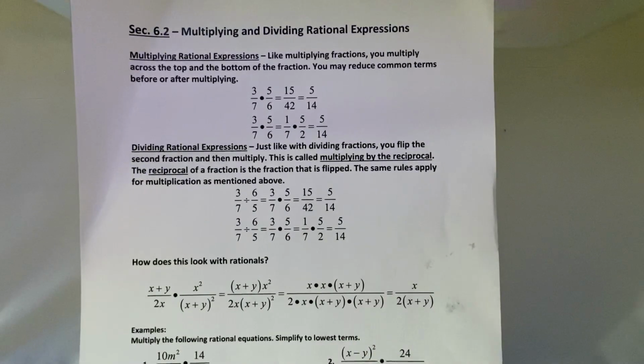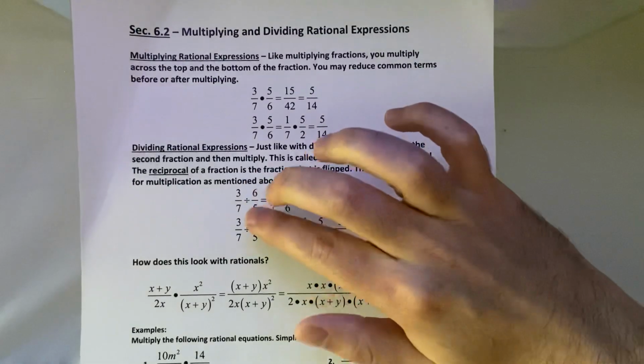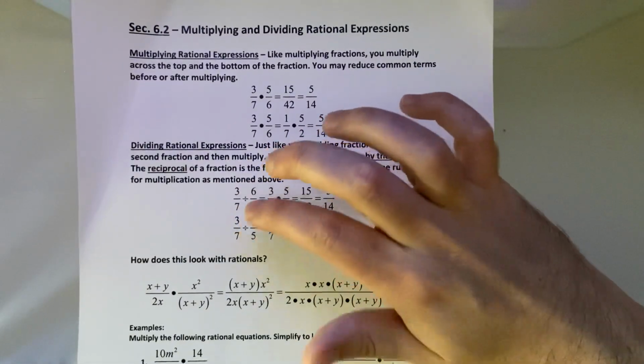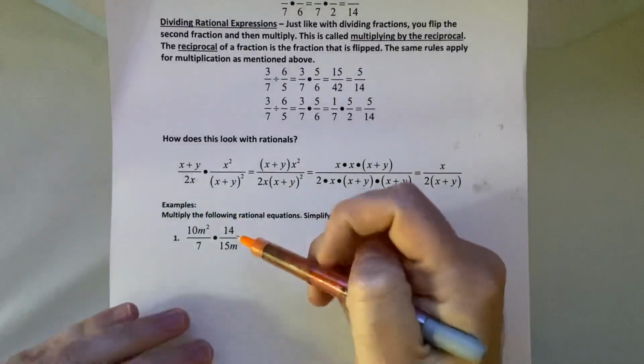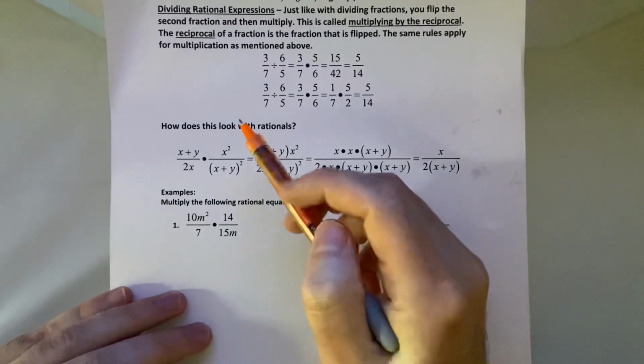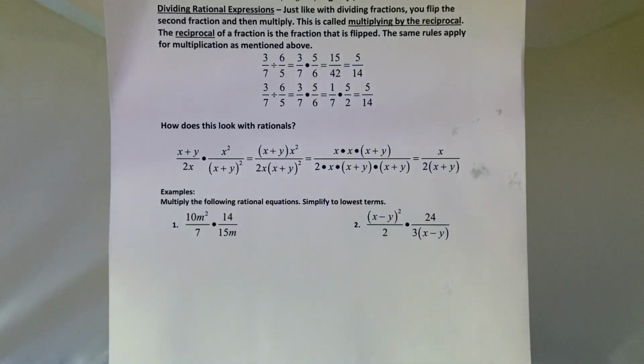For dividing, it's exactly the same as multiplying, only you keep the first fraction, and when you're dividing by a fraction, you will really multiply by the reciprocal. So it multiplies by the secondary fraction, and then it's the exact same strategy. So let's see what this looks like in action with some variables. As an example, how does this look with rationals?